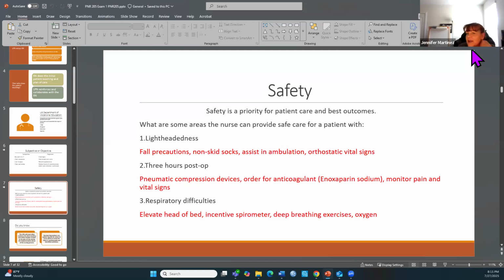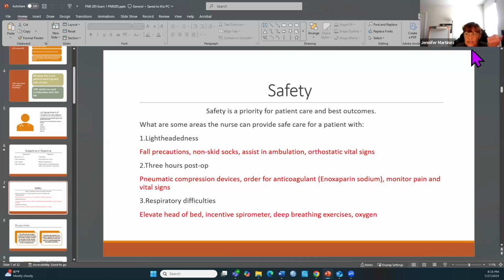Post-op patients. So think med surg. We look at safety concerns for our post-op patients. We know pain and vital signs are going to be really important, especially immediately post-op, right? You just had a surgery, you're going to be in some degree of pain, so pain control is going to be very important.